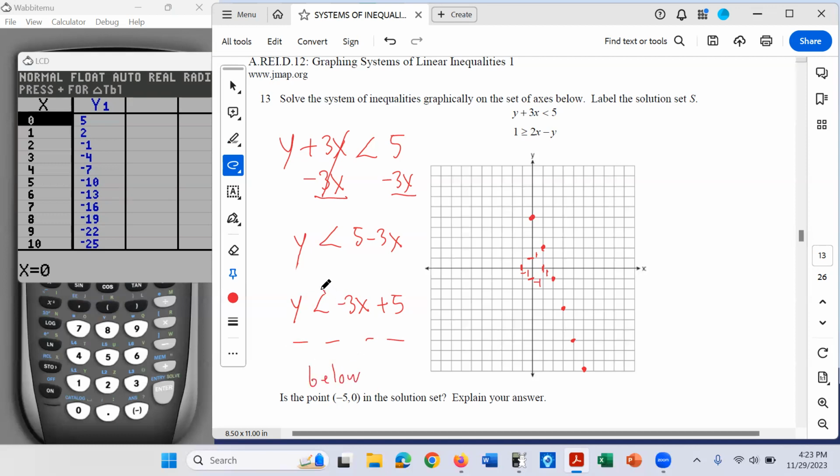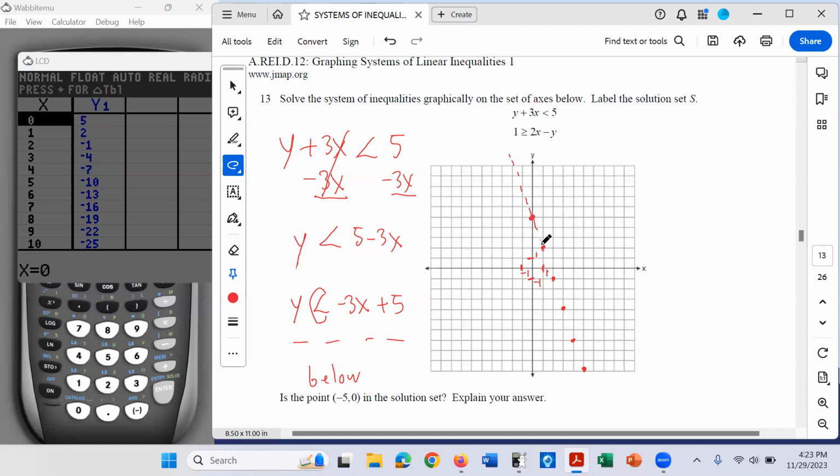Another cheat code, I just create Pac-Man. Pac-Man is not eating the y, so we shading below. When Pac-Man eats the y, we shade above. So let me get my dash line in there. Of course, you're using the straight edge that I gave you in class.